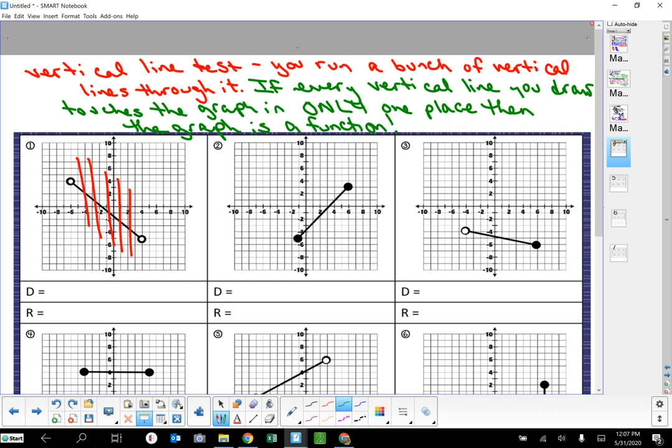Okay, so specifically, if we look at the one that I did here, I'm going to circle in green every place my red vertical line intersects with the graph. That one intersects there, no place else. The second line intersects here, no place else. The third line intersects here, no place else. The fourth line intersects here, no place else. The fifth line intersects here, no place else. So yes, this would be a function.